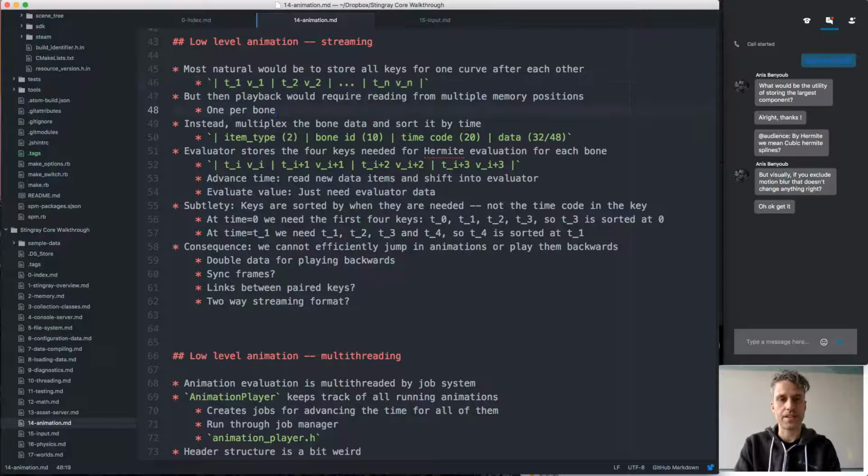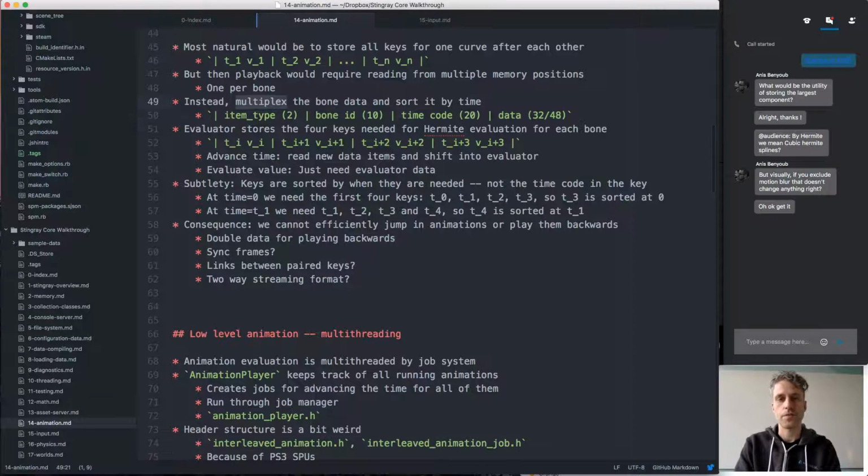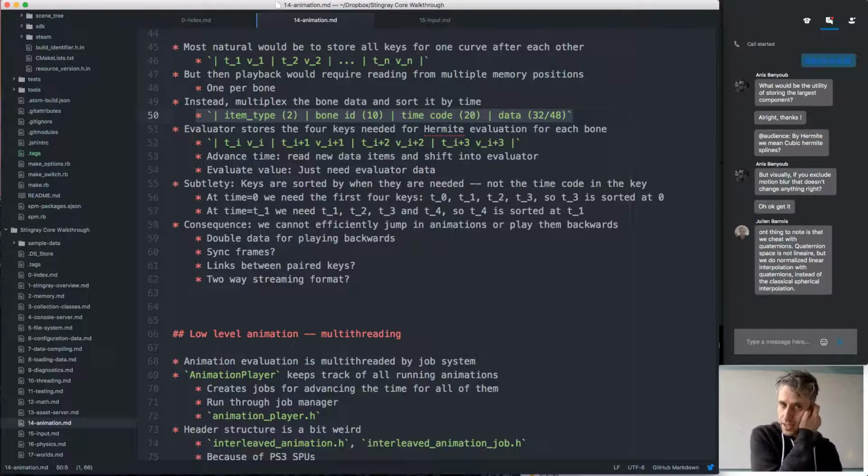So what we do instead is to multiplex this data. We take all the data from all the different bones and we sort it by time, so that instead of being sorted by bone first, all these keys are sorted by time first, which means that as we progress through time, we progress linearly through the array of data. For each curve sample, we have a data item that looks something like this. First, there's a type identifier using 2 bits.